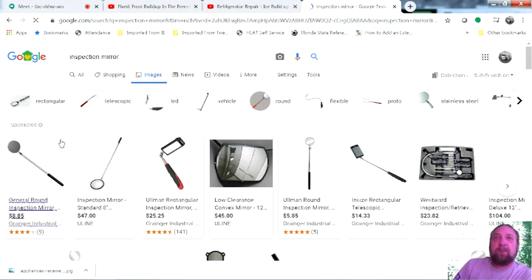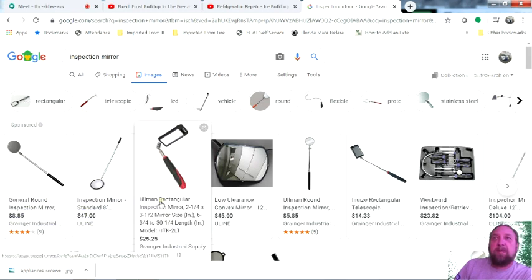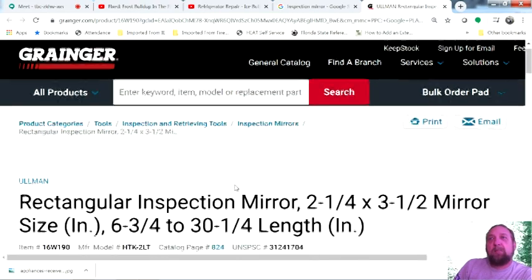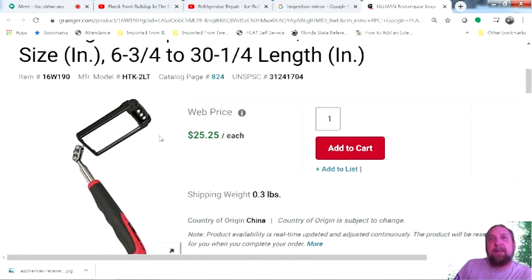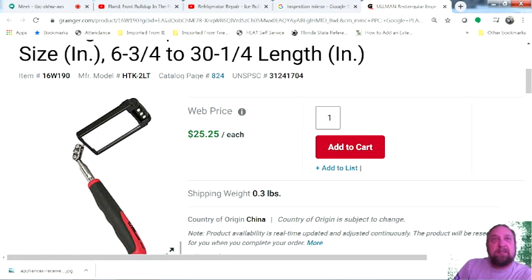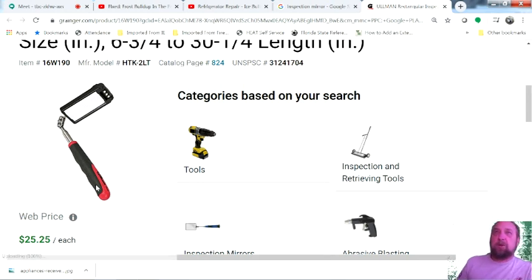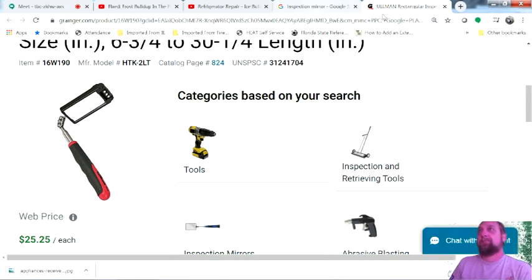Now these are different types of inspection mirrors. This is a nice one because it has LED lights on the end of it, so you don't need a separate flashlight, and it's only 25 bucks. And this is a telescoping pole, so you can extend it and go right underneath the refrigerator door and see if the gasket's sealing.